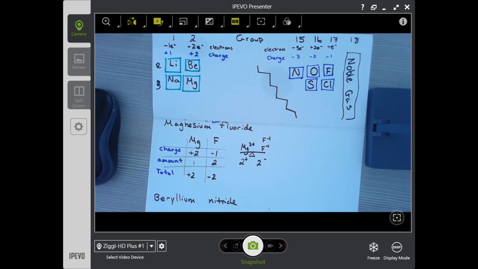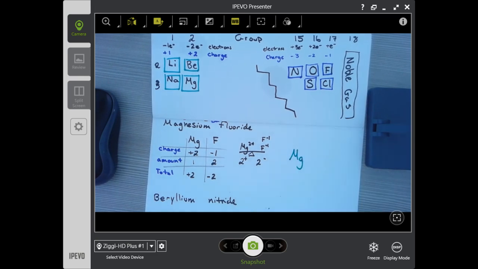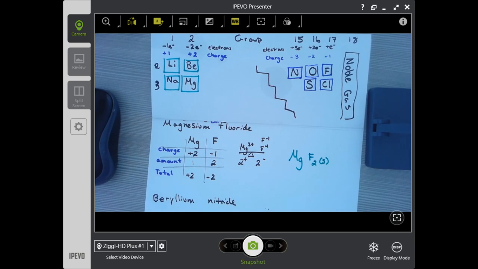Switch my color here. So we have magnesium, right? We always list our metal first. How many? Just 1. So we don't need to write a 1. We assume that if there's no number that it's only 1. And then we list our nonmetal, which is fluorine. Okay, and we think how many? We need 2 of them. Okay, and again, our ionic compounds are going to be solid.